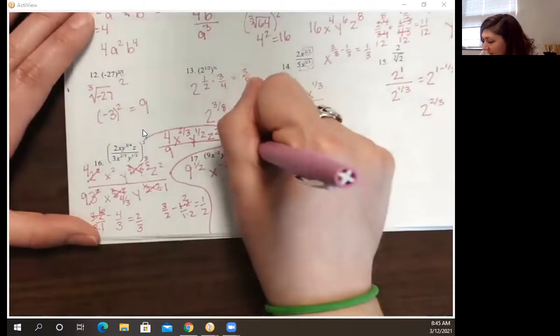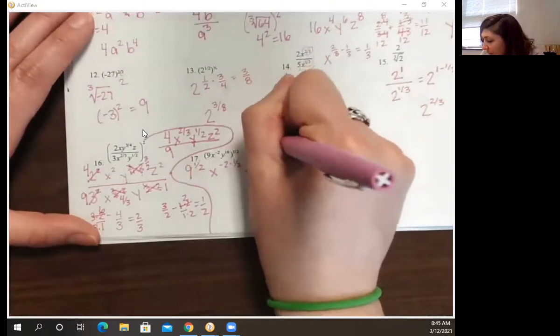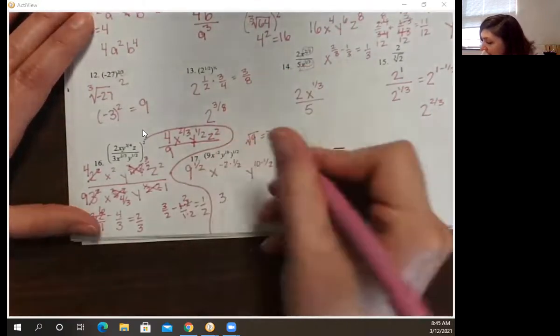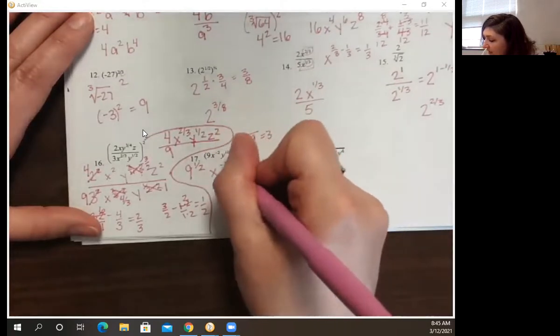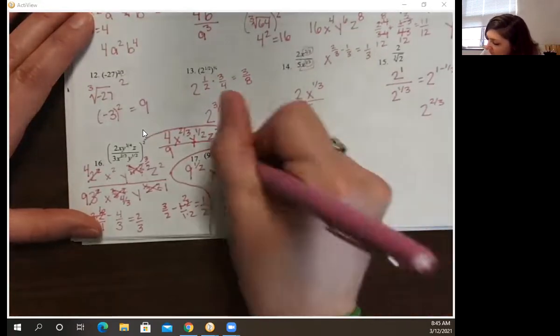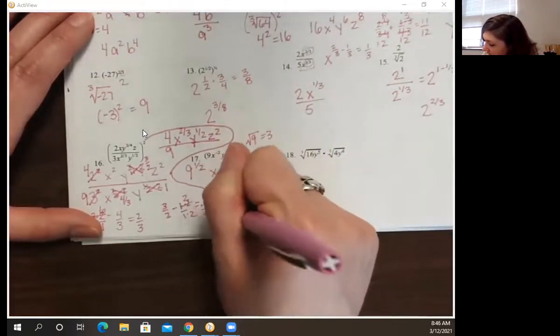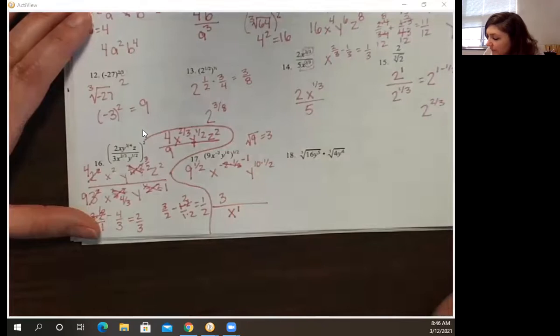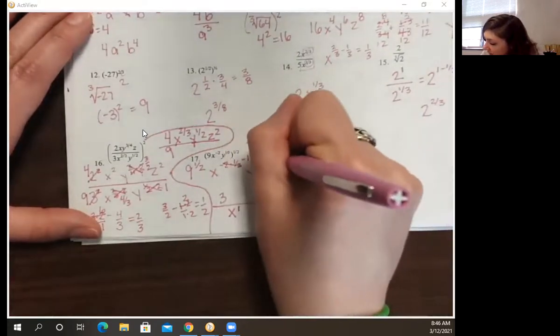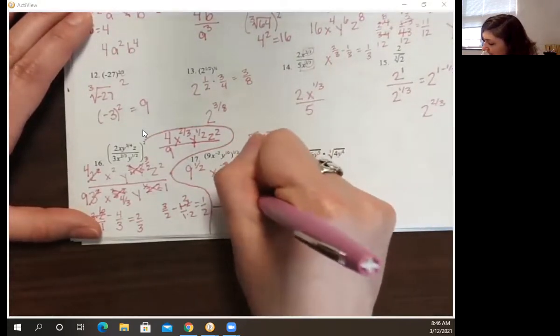9 to the 1/2 would be the square root of 9, which we know is 3. And then I've got x to the negative 2 times 1/2. Negative 2 times 1/2 would be negative 1. So that means I want to move x down to the bottom. So I would have x to the first on the bottom. And then 10 times 1/2 would be 5. So on top, I would have y to the 5th.